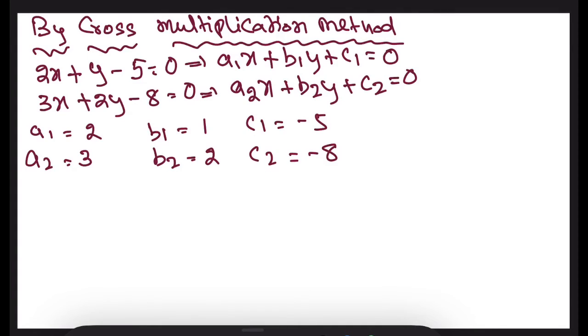Now what we have to do? We have to write the formula. First you should write x, y and 1, giving gaps: x, y, 1. Then make a division sign, x upon, y upon, 1 upon. Between them put the equal sign.